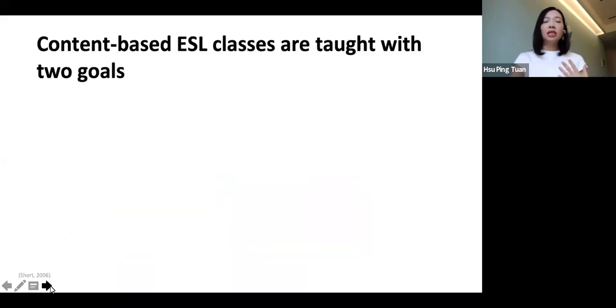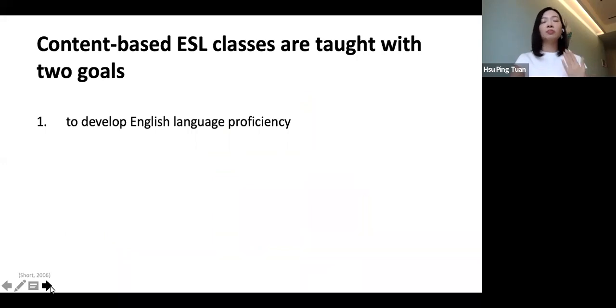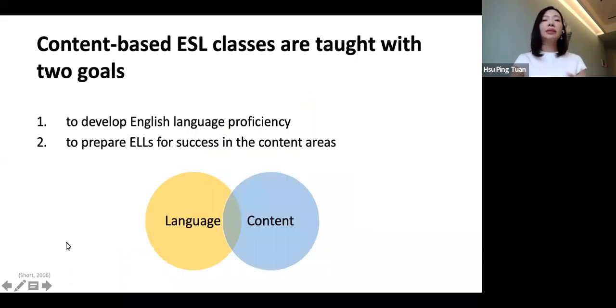When I was teaching in the US, I used content-based instruction a lot. When I'm working with my students, I always want to achieve two goals. First of all, I want them to be able to develop their English proficiency. Secondly, I hope I can help them to be successful in their content areas. That is, they can do really well in all kinds of subjects, such as science, math, and social studies. So when we use content-based instruction, basically we're trying to help students to improve not only their language, but also their content knowledge.